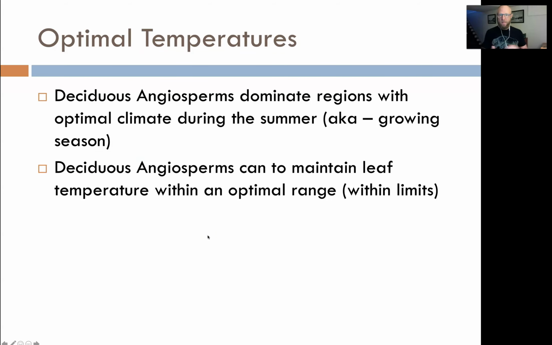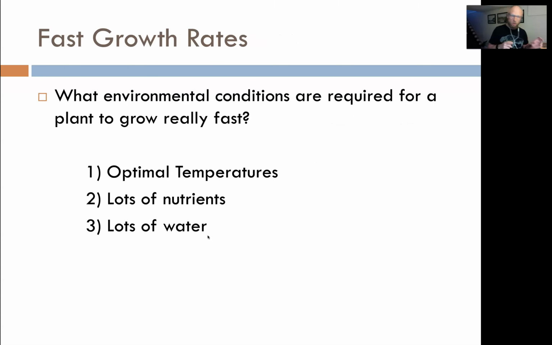Okay, so optimal temperatures: deciduous angiosperms are growing in places that are optimal. They have temperatures that are really good for growth during the growing season, and they can maintain their leaf temperature within some optimal range. So that's talking about how they're able to maximize the optimal temperatures for growth.